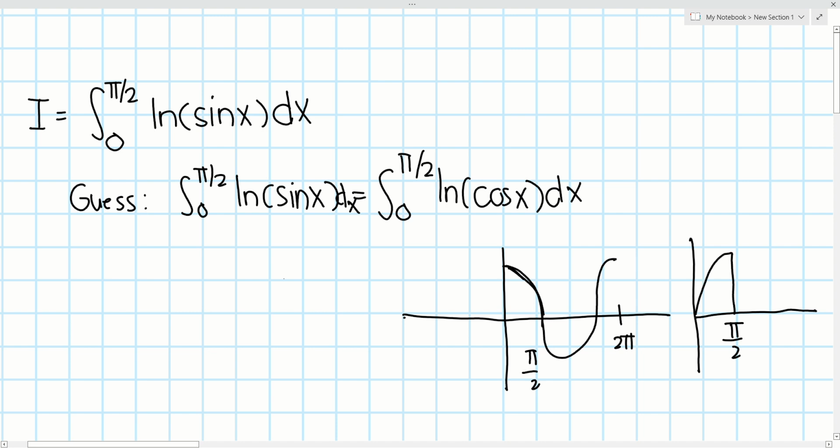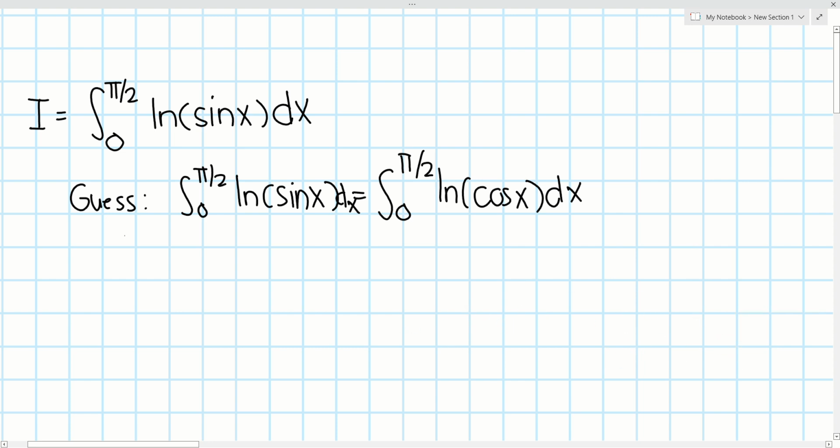So if we apply an ln operator to this whole signal, you basically get a symmetric result, a time inverse. So my guess is that they're equal, and it's pretty obvious here. But just to be formal, let's prove that they're equal. So we start here with ln of sine x.